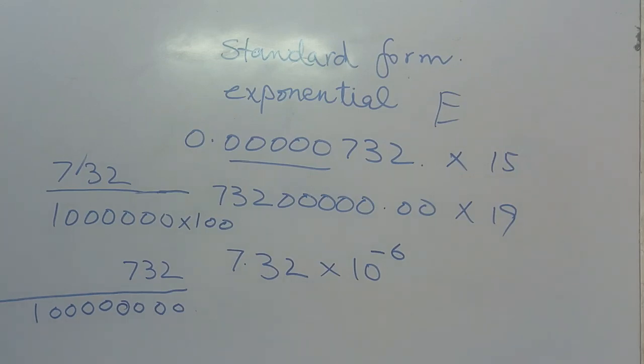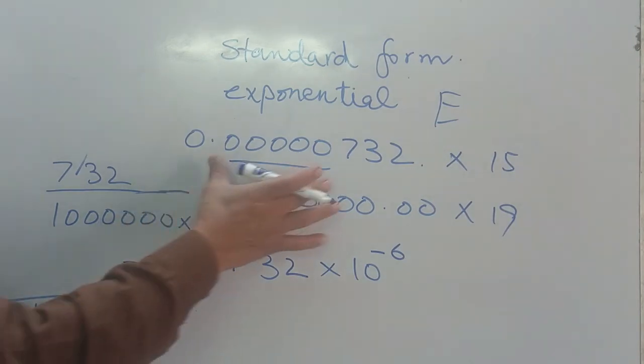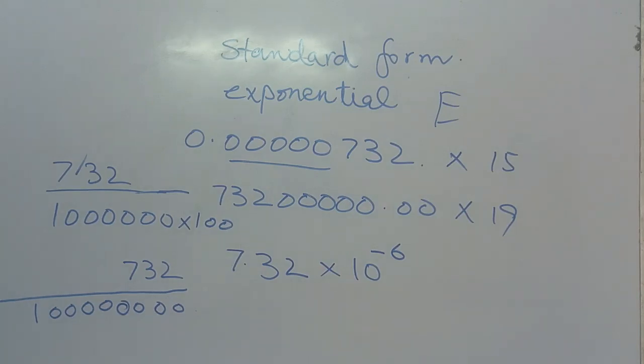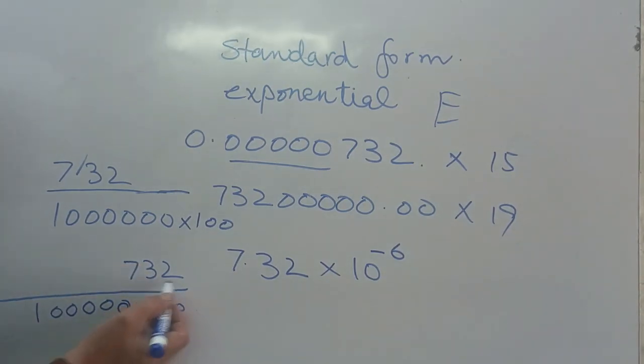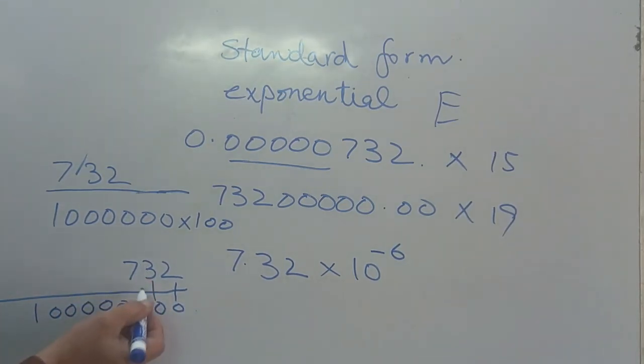Okay, now I have to put the point back. I have to take it to this position. So what I did in my previous lecture was, this 2 has been consumed by this 0, or you can say this 0 has been consumed by this 7.